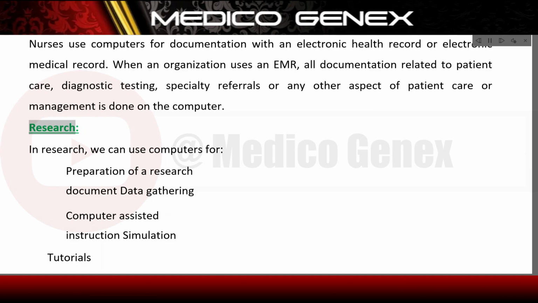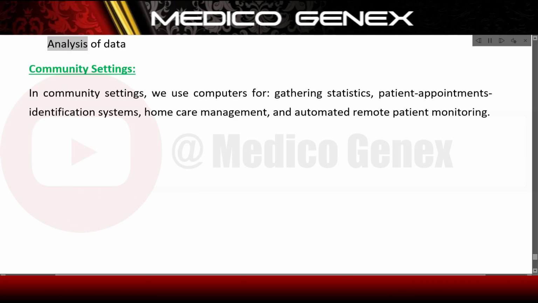Research. In research, we can use computers for preparation of a research document, data gathering, computer-assisted instruction, simulation, tutorials, analysis of data. Community settings. In community settings, we use computers for gathering statistics, patient appointments, identification systems, home care management, and automated remote patient monitoring.